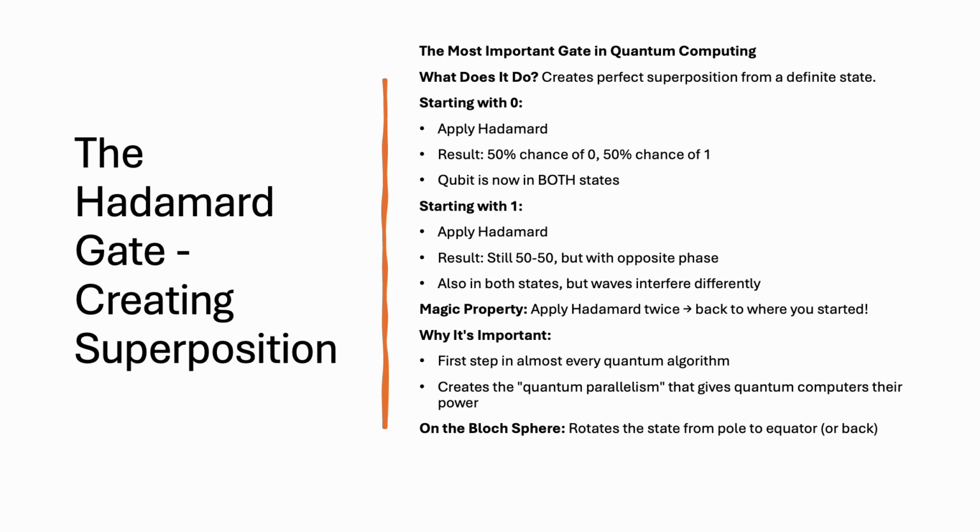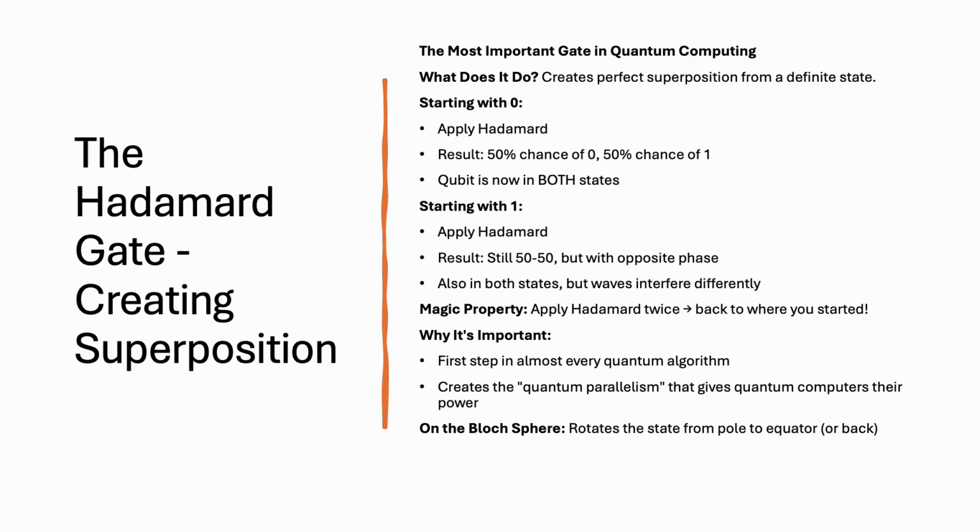If I had to choose the single most important gate in quantum computing, it would be the Hadamard gate. This gate is the primary tool for creating superposition from definite states, and it appears in almost every quantum algorithm ever designed. The Hadamard gate, named after mathematician Jacques Hadamard, takes a qubit that is in a definite state and puts it into a perfect 50-50 superposition.